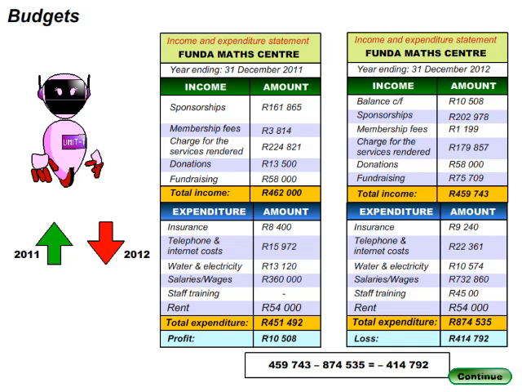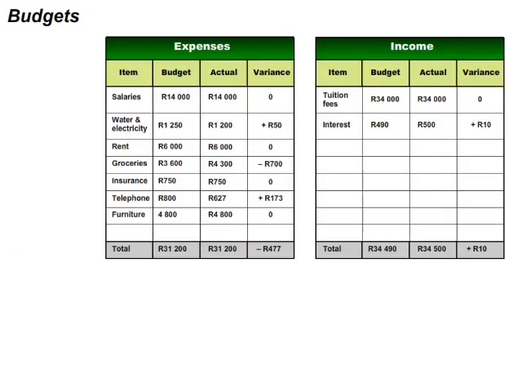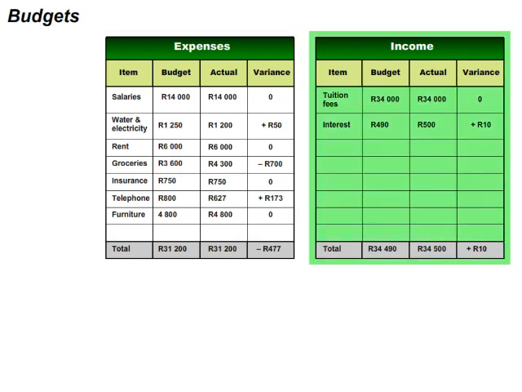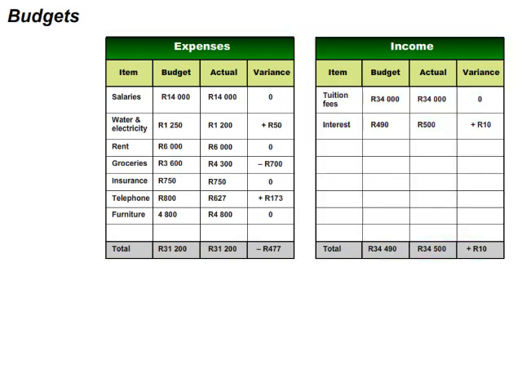Look at the budget of Loving Care Preschool for the month of July 2013. The left column represents expenses, which is money spent, and the right column represents income, which is money earned.